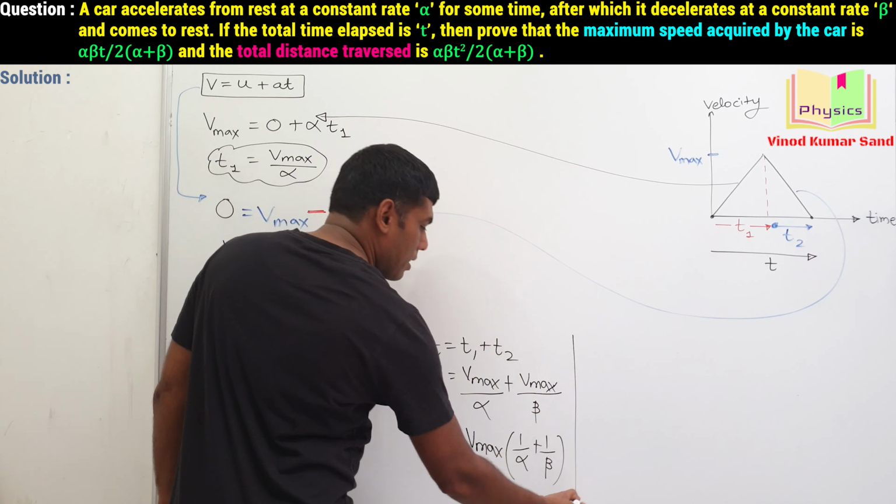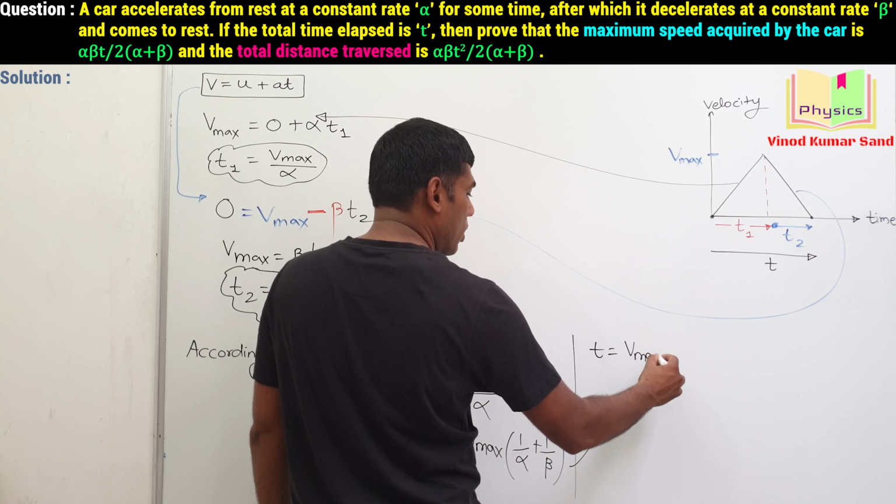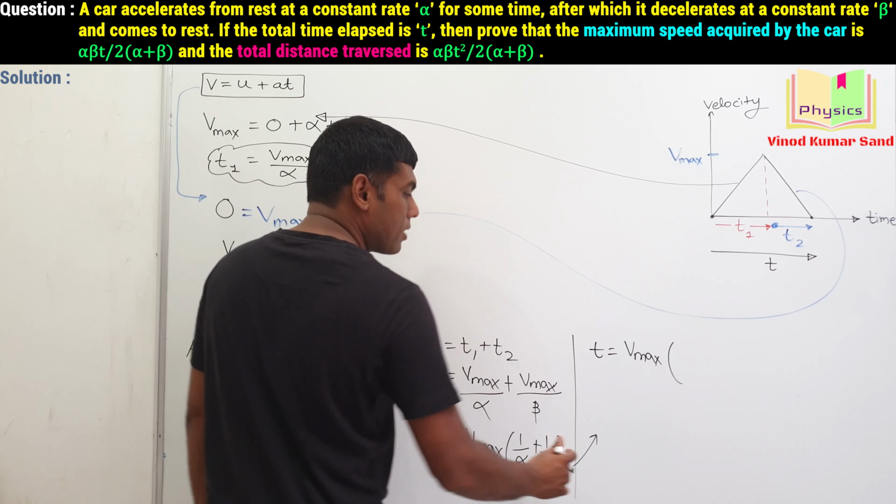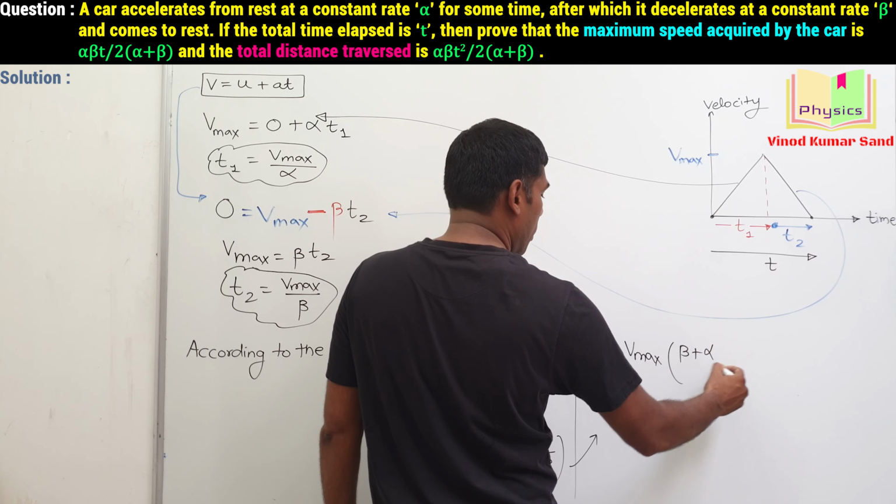This is the expression. Here we can take the LCM and simplify things further. So writing that here, t is equal to v max, taking the LCM, beta plus alpha upon alpha beta. So when you want to write the expression for v max, you will get a simpler formula. Shift the alpha beta here: alpha beta t divided by alpha plus beta. Agree with this expression?